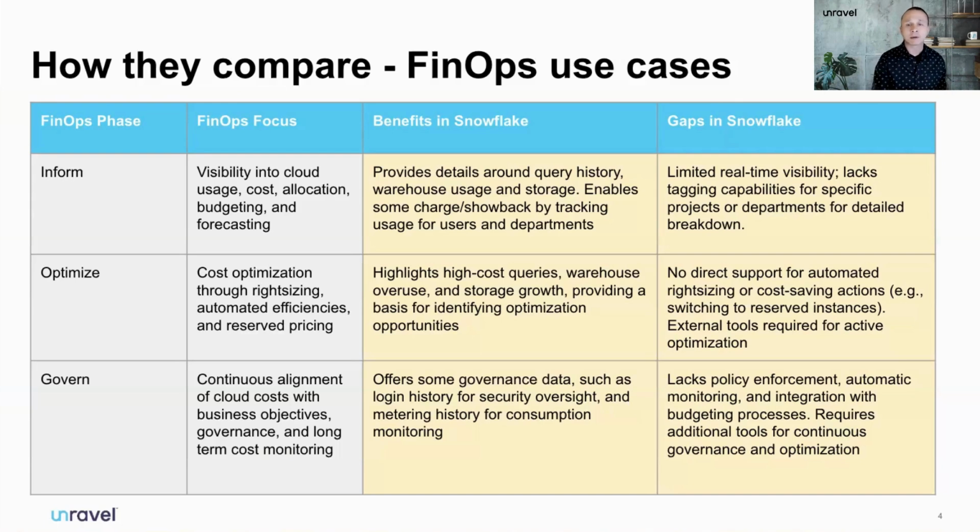Now, when it comes to that optimize phase, that second phase, Snowflake does a good job at highlighting high cost queries, warehouse overuse, and some storage growth metrics, which gives you a basis to identify those optimization opportunities. But it's manual. There's limited resources that can actually do this work and find these inefficiencies. There's no real automation around right sizing or other cost savings actions. And there's a requirement to leverage external tools for that active optimization.